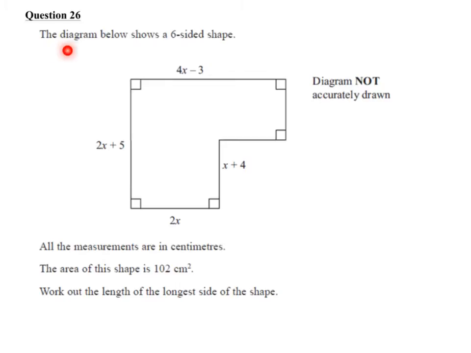Question 26. The diagram below shows a six-sided shape. All the measurements are in centimetres. The area of the shape is 102 centimetres squared, and our task is to work out the length of the longest side of the shape.